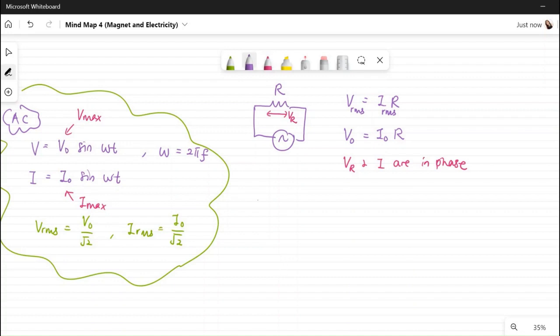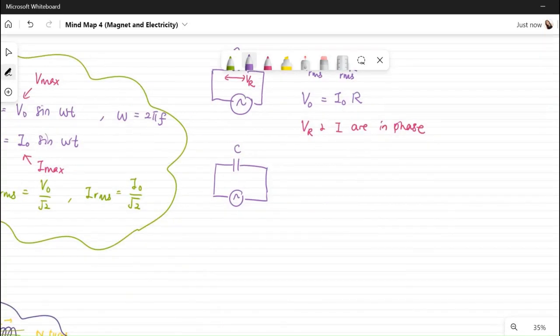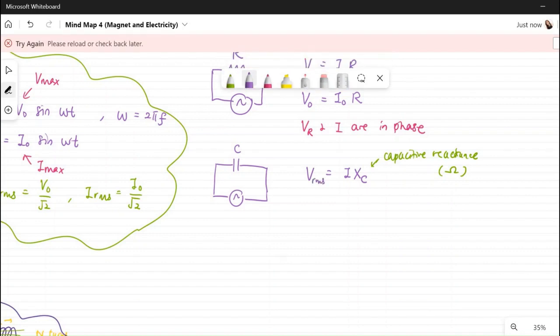Now let's look at another circuit, which we call a pure capacitive circuit, where you connect a capacitor to an AC source. In this case, we can also apply Ohm's law, where V equals I times R. But in this case, we don't use R anymore; we use a term called reactance. This is called capacitive reactance, which is an opposition to current, and it has the unit of ohm. If the V here refers to RMS, then the I will be RMS as well.